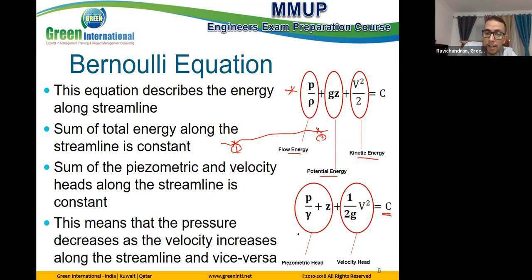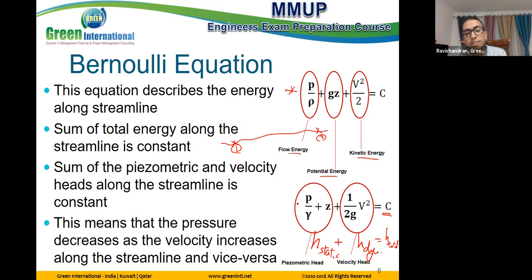We can write it in another way: h static plus h dynamic equals h total. It's the same meaning. P over gamma plus z, the piezometric head, is the static head. And v squared over 2g is the velocity head, which is the dynamic head. And this total is the total energy or total head. Total head. Is this clear? Very important equation.